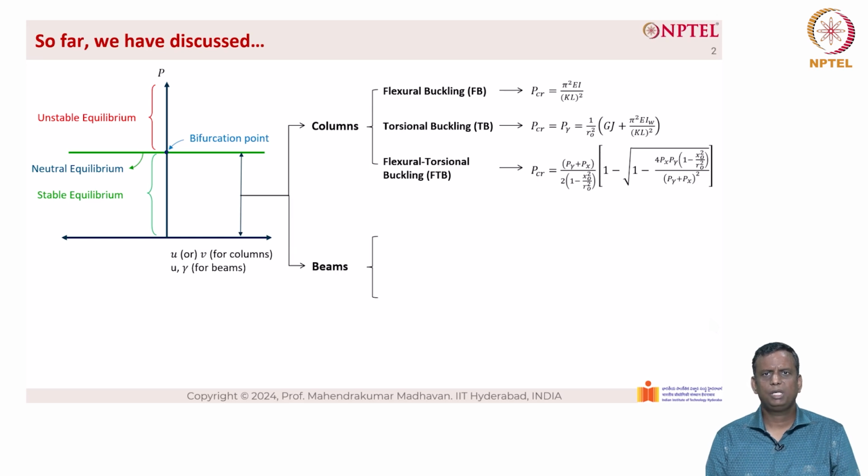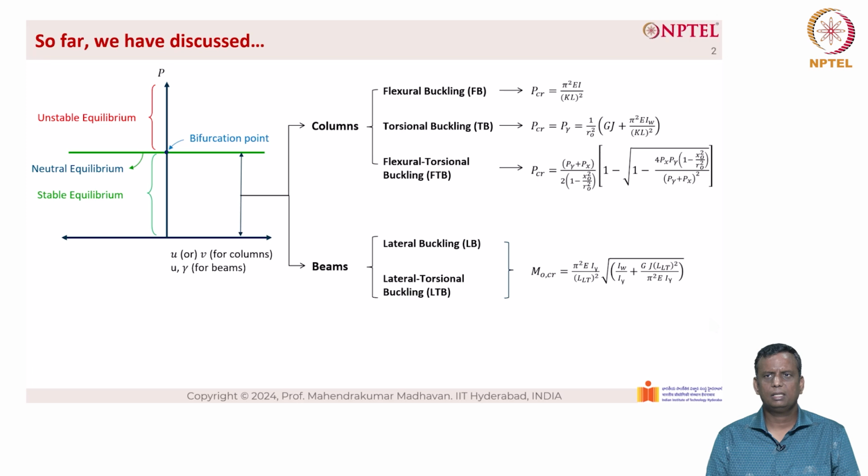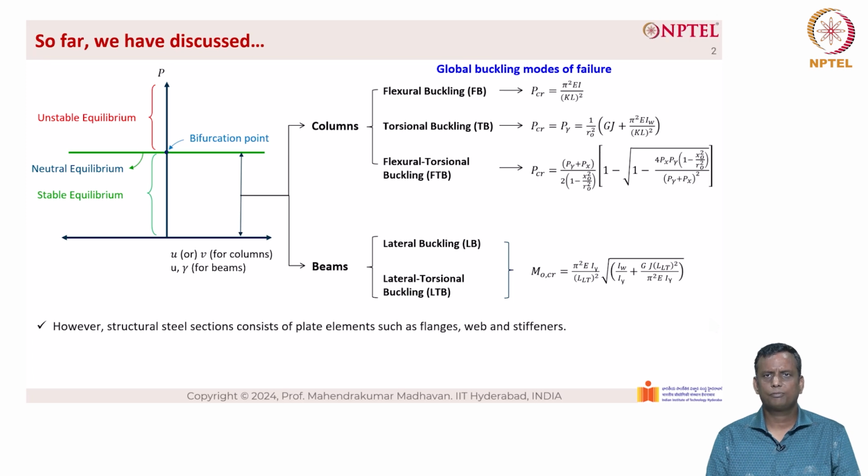Now, when it comes to beams, we have two different types of global buckling, which are lateral buckling LB or lateral torsional buckling, which is LTB. Now, the M naught critical is given as pi square EIY divided by L sub LT the whole square, into root of IW divided by IY plus GJ into L sub LT the whole square divided by pi square EIY. Now, all these correspond to global buckling modes of failure.